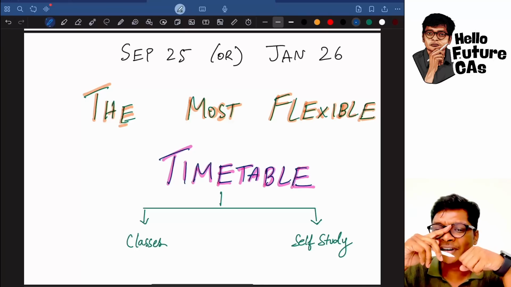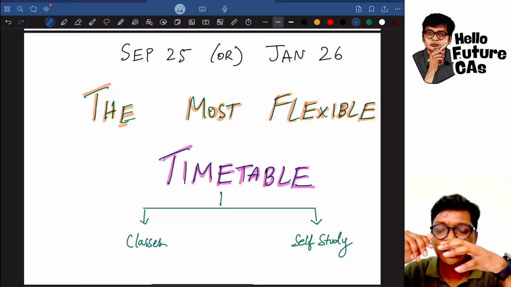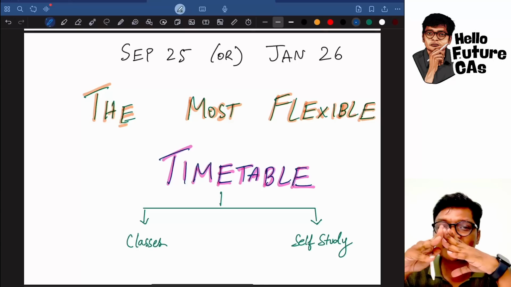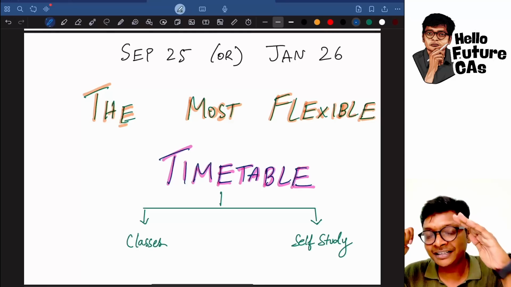So I'll one last time say this, guys. Anybody following this timetable, I'm not saying it for the sake of saying it. If you follow it properly with respect to the time you have, you will become a future chartered accountant. Thank you, guys.